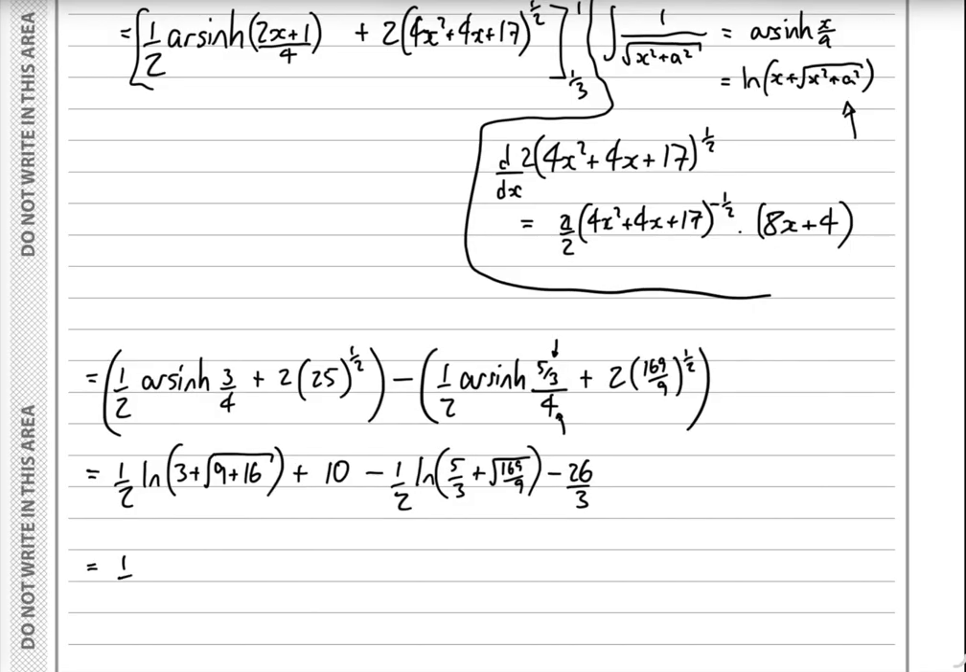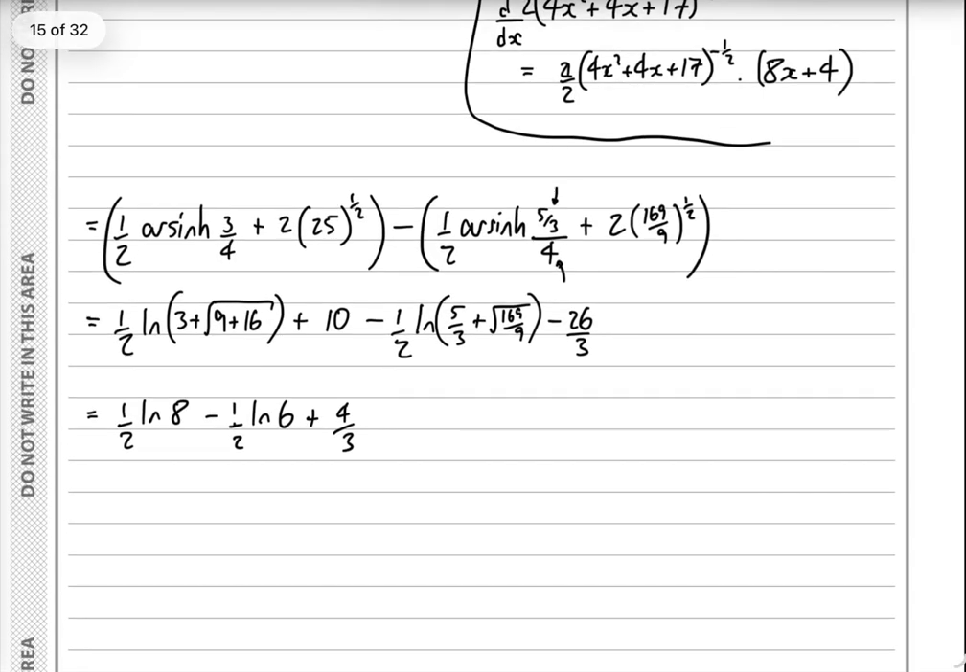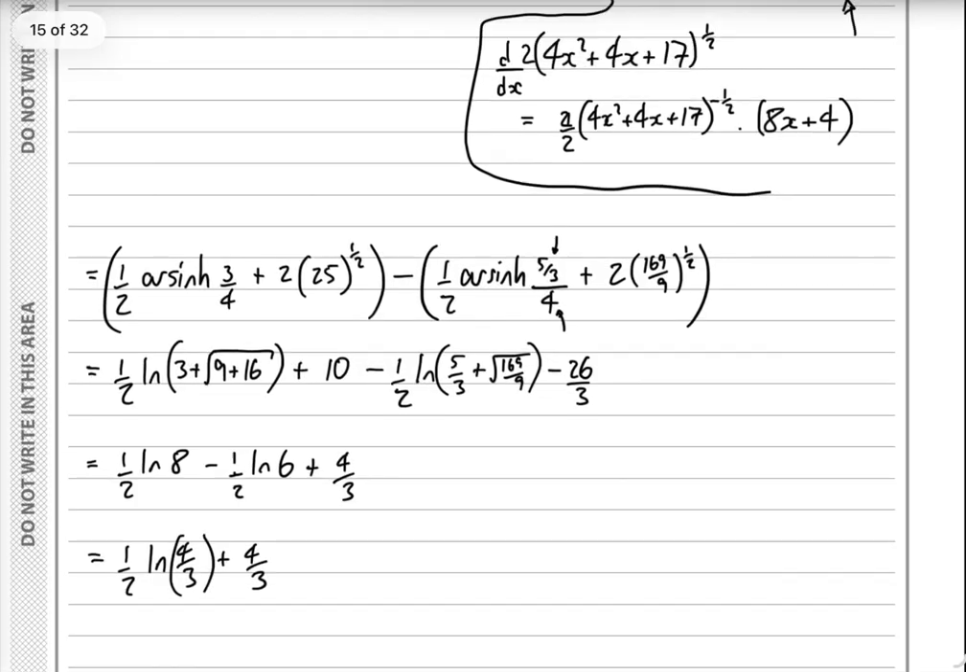Tidying this up a bit, we get a half log 3 plus root 25, that's 8, minus a half log 18 over 3, that's a 6. Putting those constants together gives me 4 over 3. Then we pull a half out here, log of, combine these, 8 over 6 is 4 over 3, plus 4 over 3. Is that right?